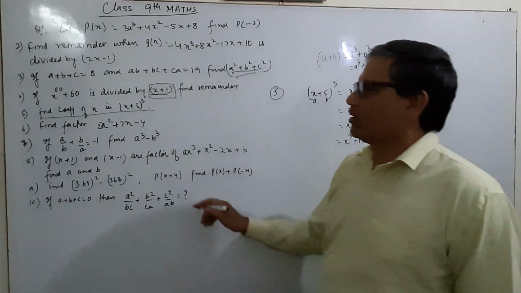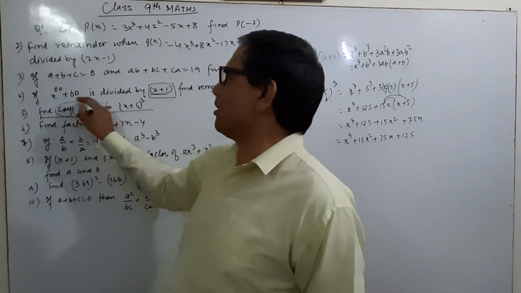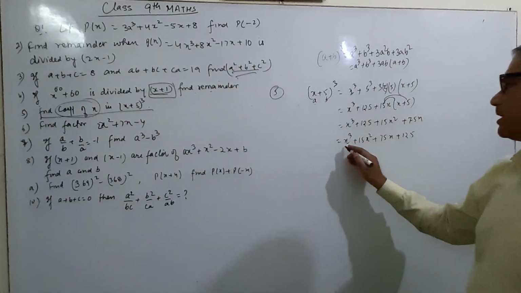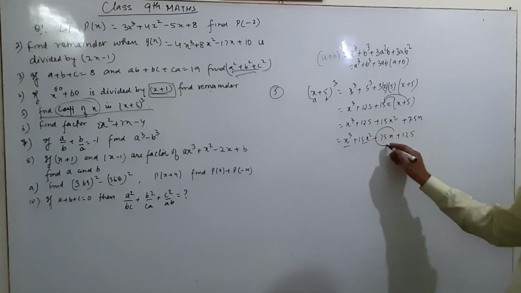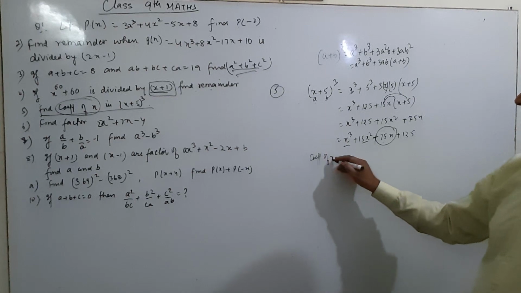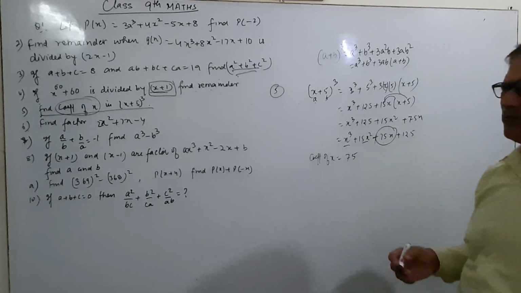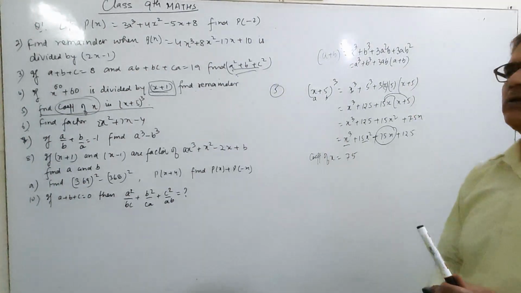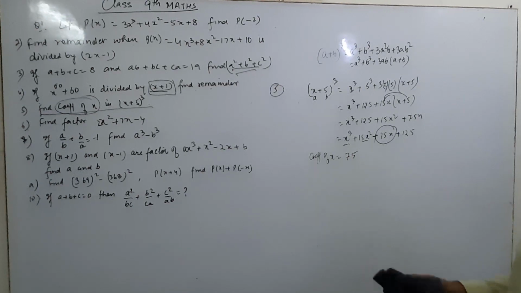What we have to find out? Coefficient of x. Here is x cube, here x square. It means coefficient of x is 75, and it is your answer. This is question number 5. Question number 6.